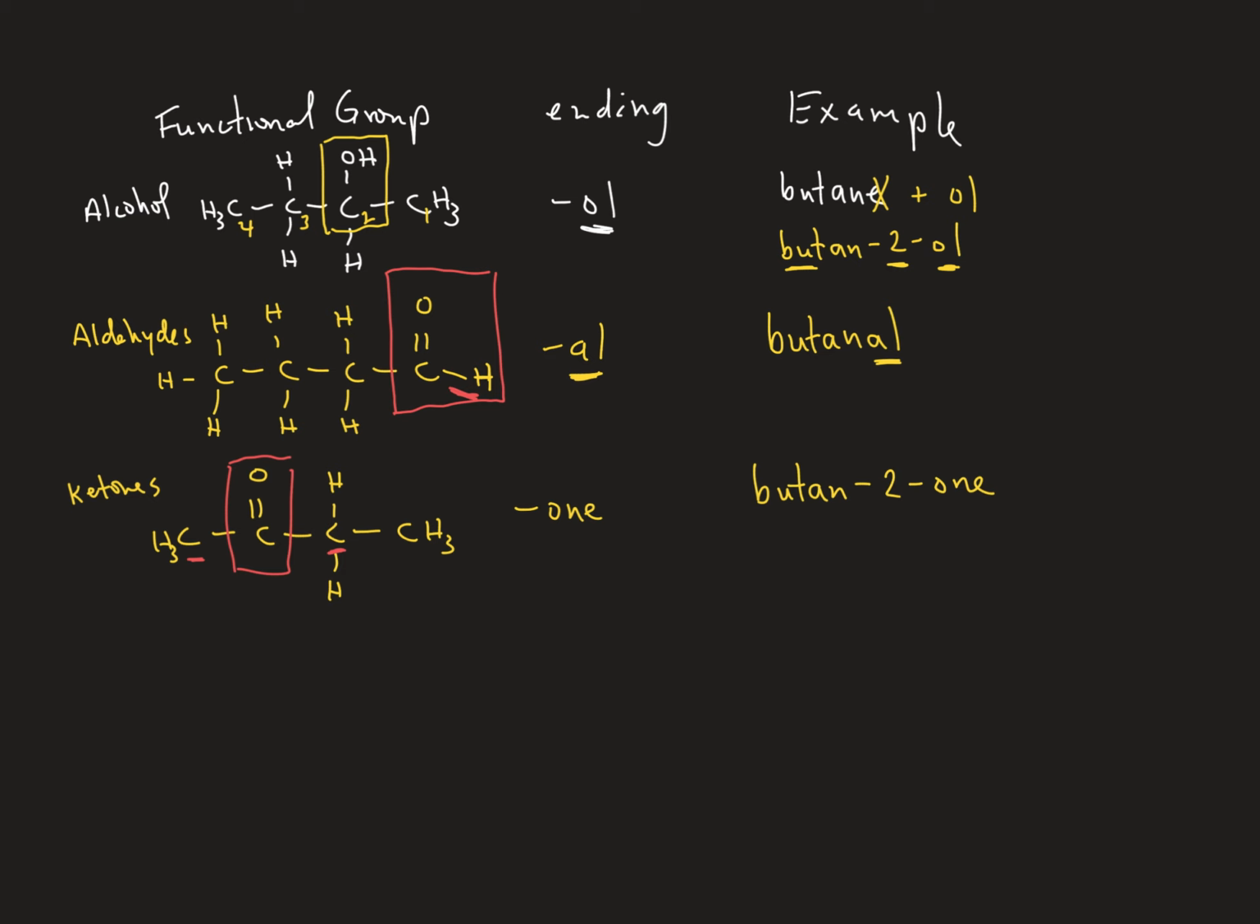I want the ketone to have the lowest number possible, so I'm going to count from the left. 1, 2, 3, and 4. So a 4-carbon chain. On the second carbon of that chain, I have my ketone.